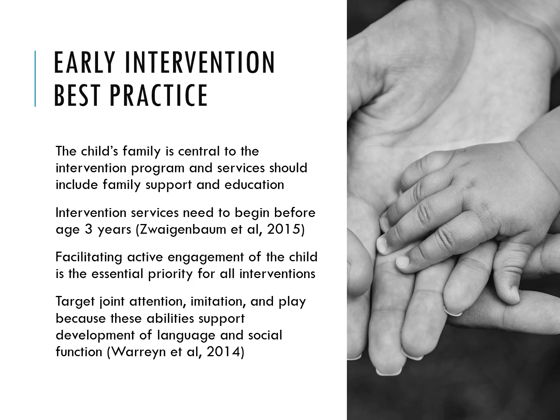Early intervention best practice: the child's family is central to the intervention program, and services should include family support and education. Intervention services need to begin before the age of 3 for best outcomes. Facilitating active engagement of the child is an essential priority for all interventions, targeting joint attention, imitation, and play, because these abilities support the development of language and social function.